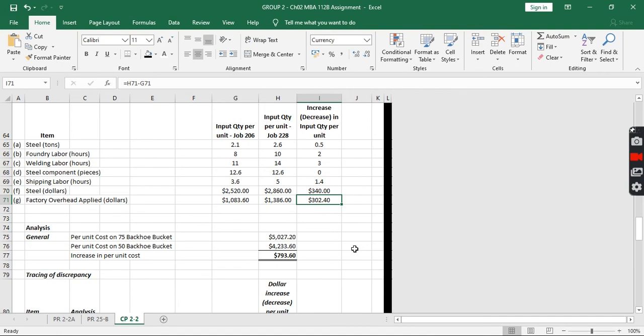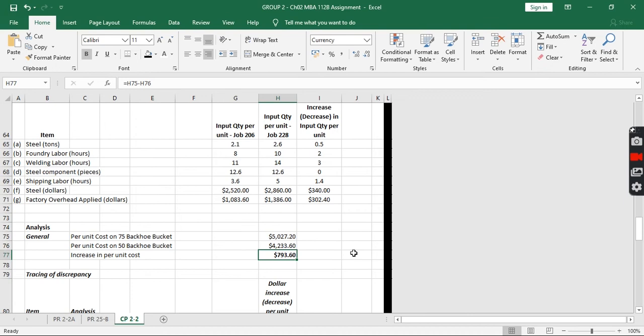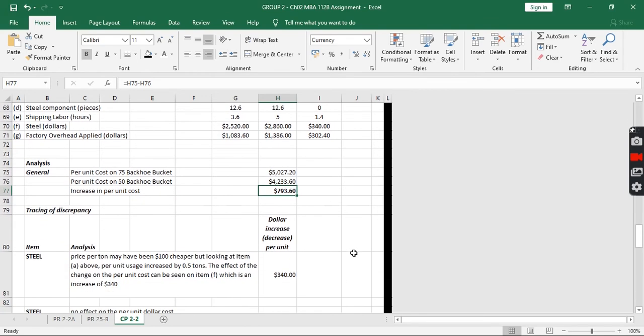Now, for our analysis on a general level, if you can recall, the per unit cost for the 75 backhoe bucket amounted to $5,027.20. Well, for the 50 backhoe bucket, it only cost $4,233.60. So an increase in per unit cost amounting to $793.60 was observed. Now, to know which items actually contributed to this increase, let's go to our analysis on this table.